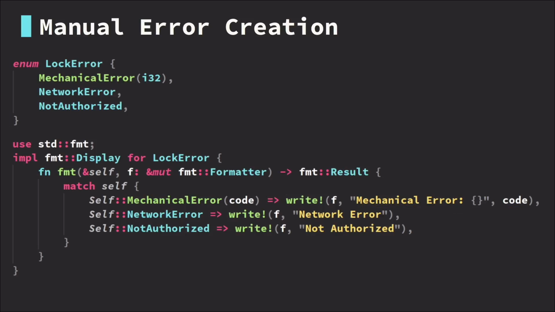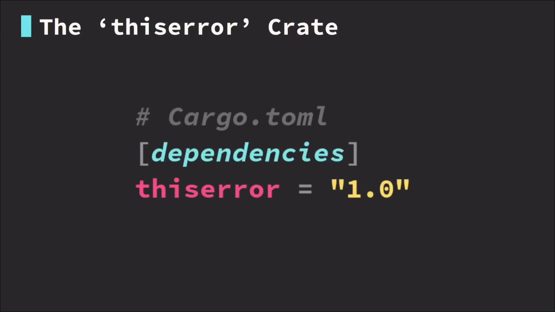Now that we've seen the long manual way to implement this, let's see how we can do it automatically using a crate. The crate we'll be using is called thiserror. To utilize it, the first thing we need to do is add the crate to our Cargo.toml since it is an external crate. So if you open up your Cargo.toml, under your dependency section, you'll just add thiserror equals 1.0. Once that's done, we can jump back to the code.